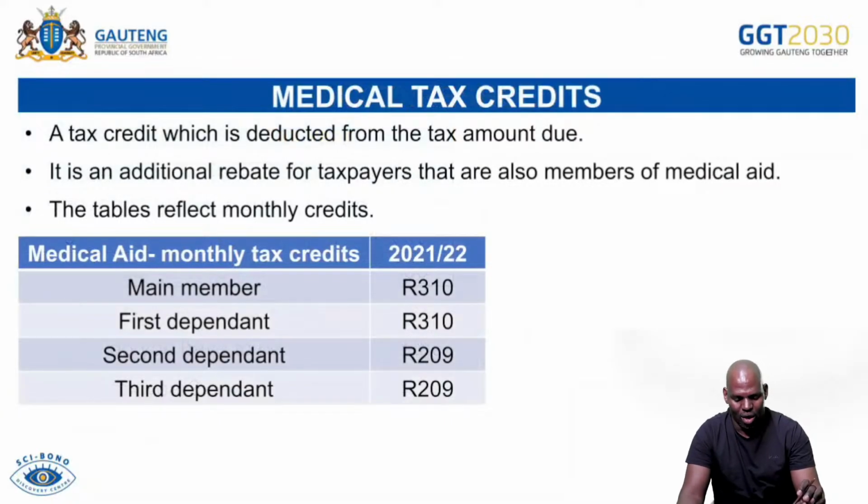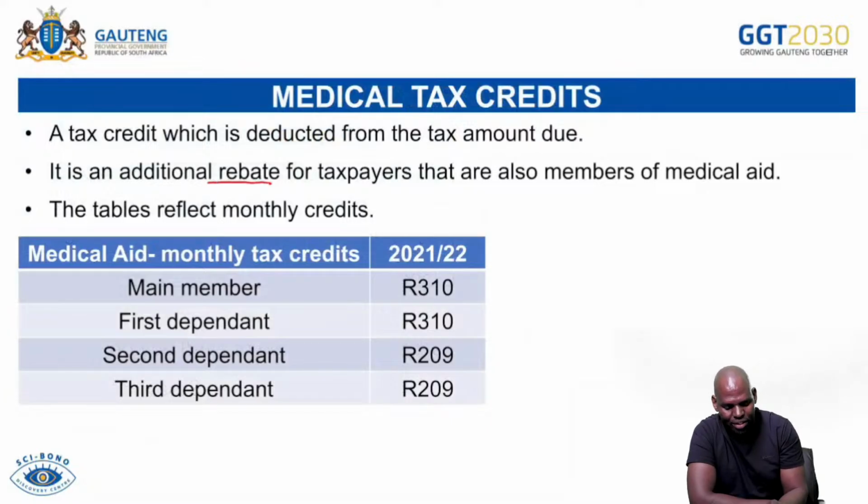And then we've got the next one, medical tax credits. You need to understand what we mean by medical tax credits, even though we discussed it earlier, but we can still discuss it in detail here. So a medical tax credit, which is deducted from the tax amount due, is an additional rebate. Rebate means they are now going to reduce your tax. It is an additional rebate for taxpayers that are also members of a medical aid. The tables reflect the monthly credit.